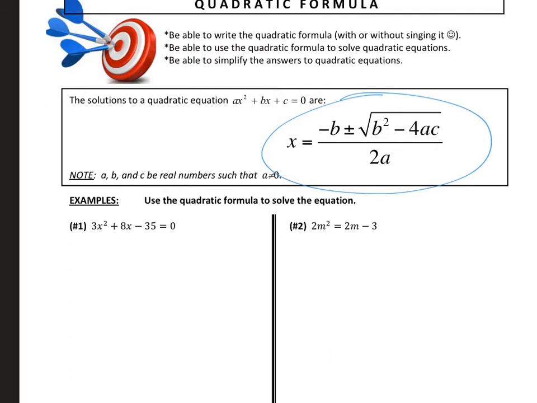Ready? 1, 2, 3. X equals negative b plus or minus the square root of b squared minus 4ac all over 2a.